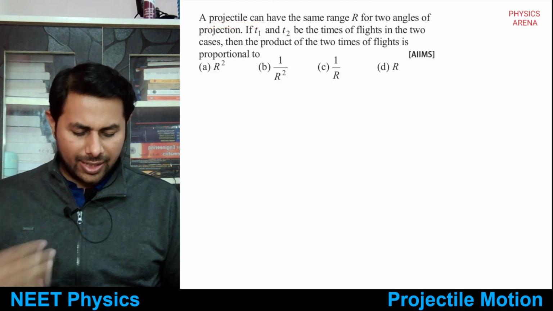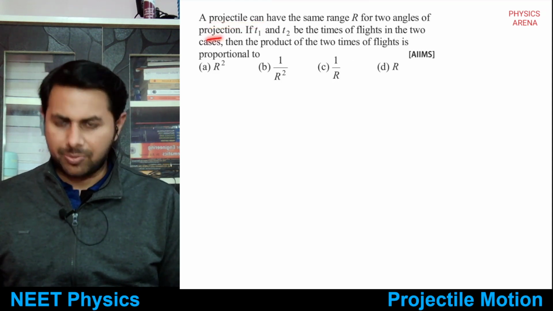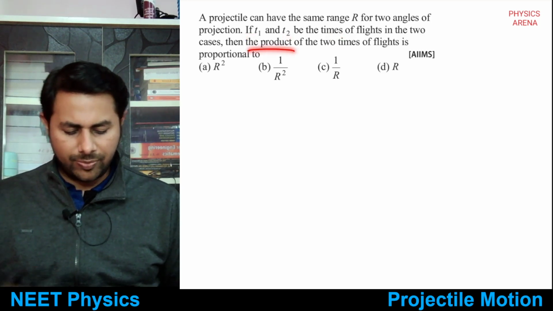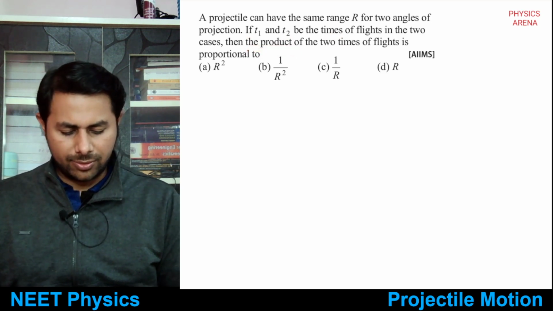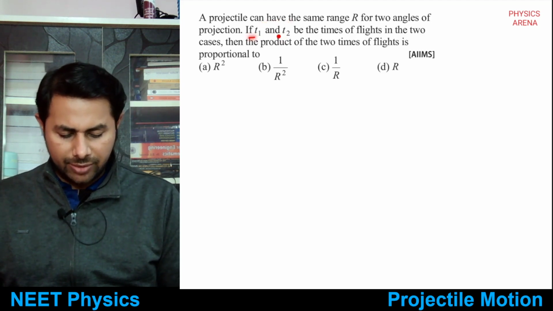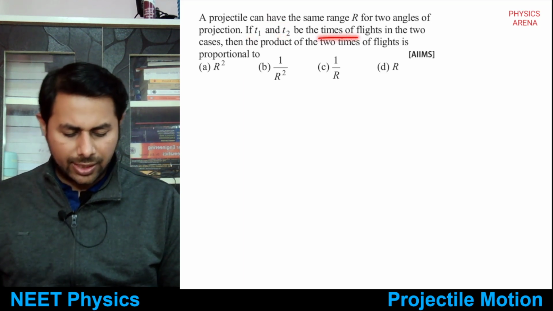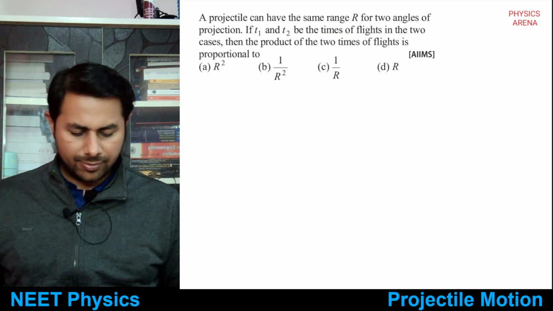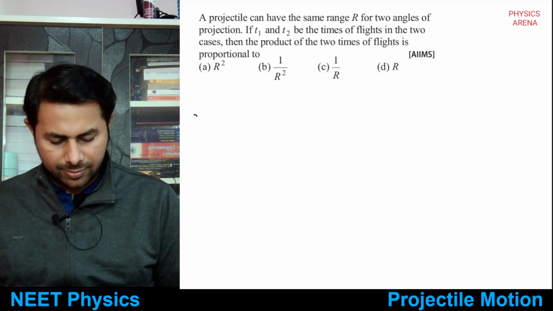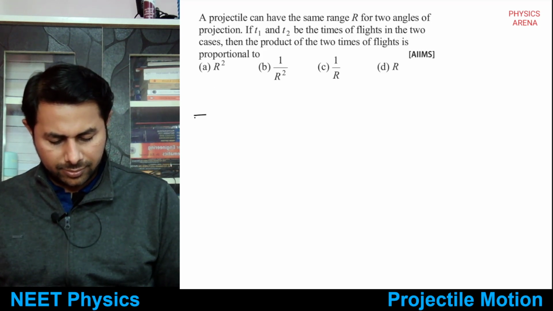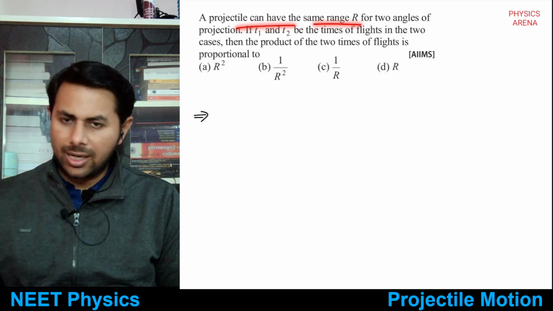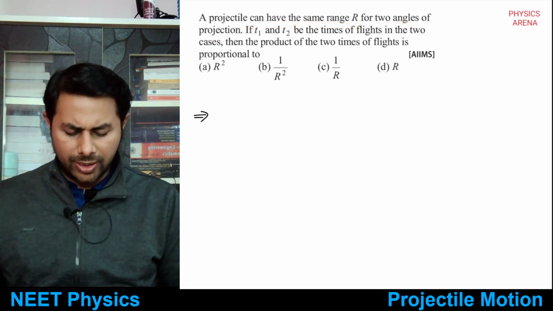A projectile can have same range r for two angles of projection. If t1 and t2 are the times of flight in the two cases, then the product of the two times of flight is proportional to... It has two angles of projection, and t1 and t2 are the times of flight in those two cases. So what are those two angles?